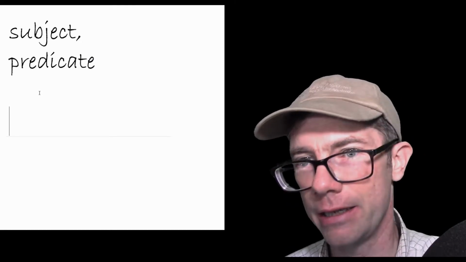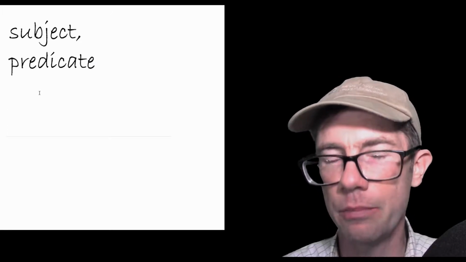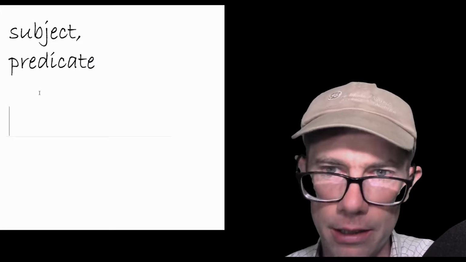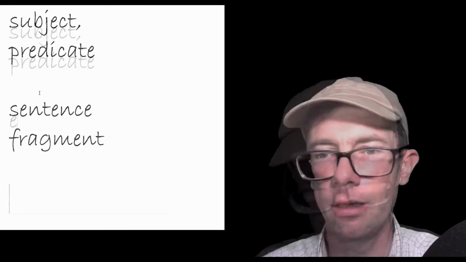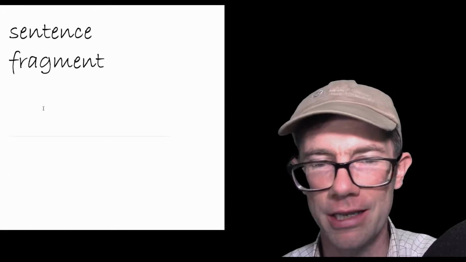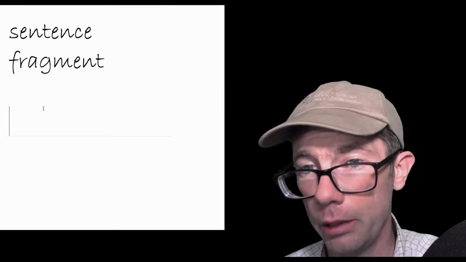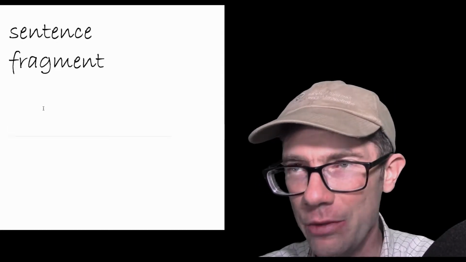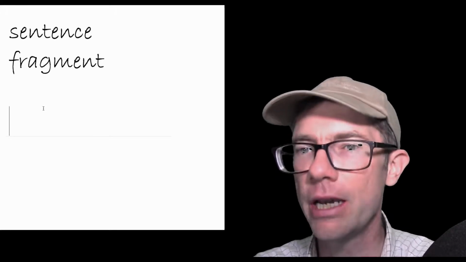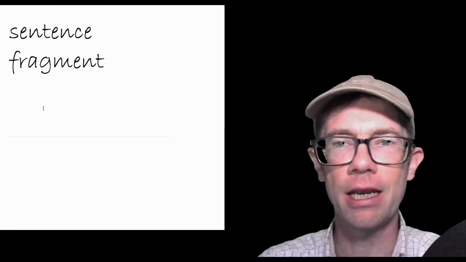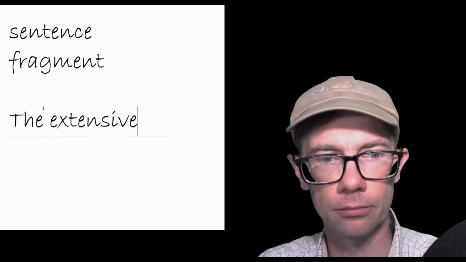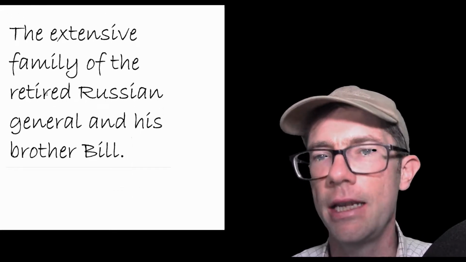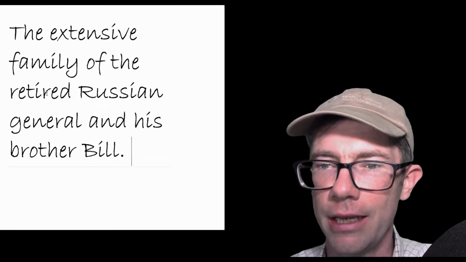Now, if a sentence has, for example, a subject but no predicate, or a predicate but no subject, then it's not a sentence. It's what's called a sentence fragment. Of course, we don't want sentence fragments, we want sentences. So let's jump right in with a couple of examples of sentence fragments that will help us tell the one genuine sentence from another and help illustrate what a subject is and a predicate. Let's take this sentence. Here it is. It says, the extensive family of the retired Russian general and his brother Bill.